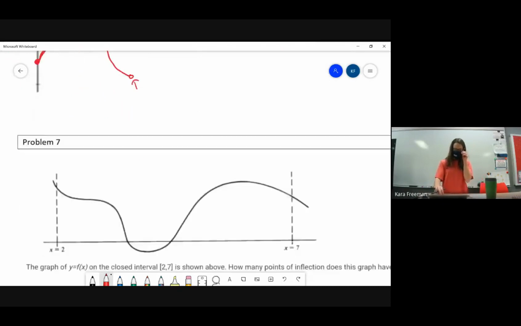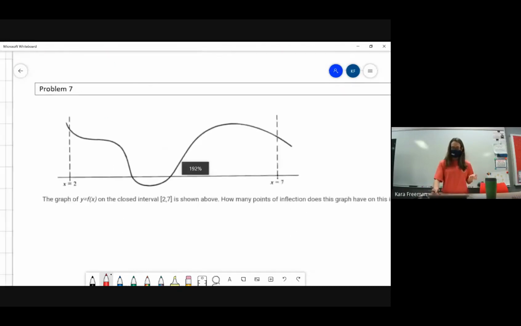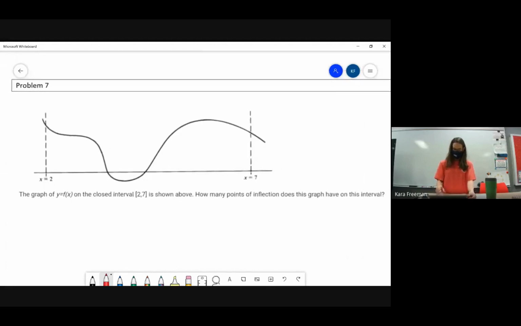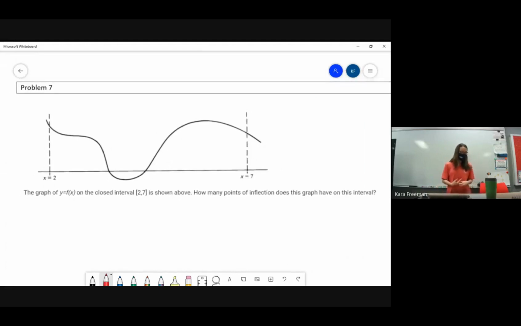All right, last one that I just want to make sure that we're all good together. Do number 7. There's no justification or anything. Just give me how many points of inflection. I just want you to read carefully and also figure out, looking for those points of inflection. So I've got the answer 3, 4, and 5. The correct answer is 3.